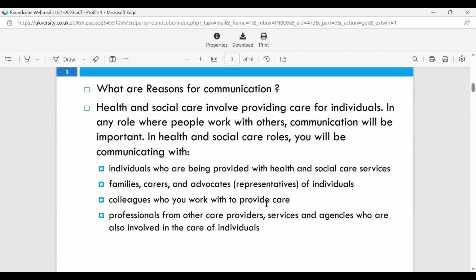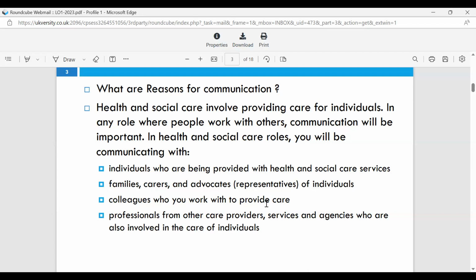Key terminology. What are the reasons for communication? Health and social care involve providing care for individuals in any role where people work with others. Communication will be important in health and social care. You will be communicating with individuals who are being provided with health and social care services. So maybe, if you're talking to a physiotherapist about someone who's fallen and they've hurt their knee or their leg, you need to communicate with them to get information on how this person's going to get on at home, any sort of resources or anything that person's going to need.